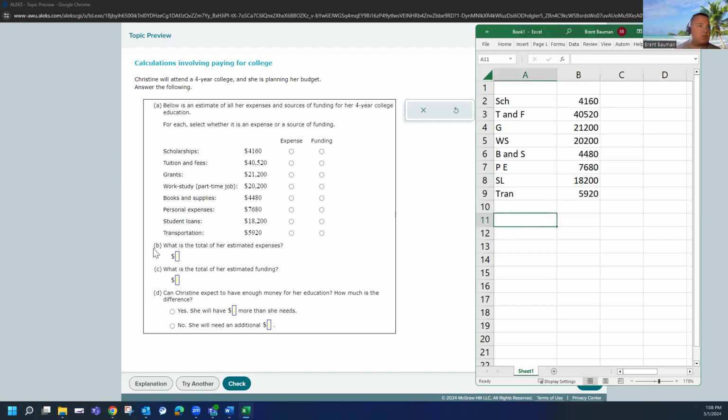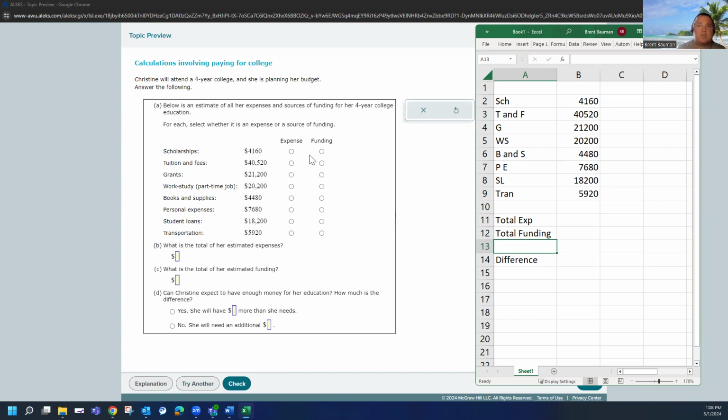So it looks like we're going to be finding the total expenses and total funding. Okay. And the difference. Does he or she have enough? Okay. So it says Christine is attending a four-year college and she is planning her budget. So we have her budget and we want to estimate all of her expenses and sources of funding.